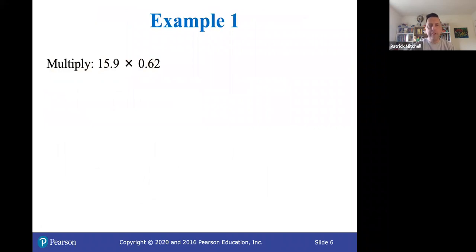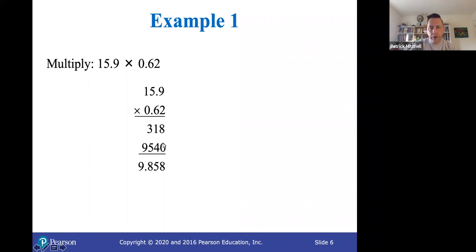All right, so our first example, we're multiplying 15 and 9/10 by 62 hundredths. Notice that these numbers are not placed with the decimal points lined up. Again, there's no need to do that when you're multiplying. So this is just like if you were multiplying 159 times 62. 2 times 9 is 18, carry the 1. 2 times 5 is 10, plus 1 is 11, carry the 1. 2 times 1 is 2, plus 1 is 3.